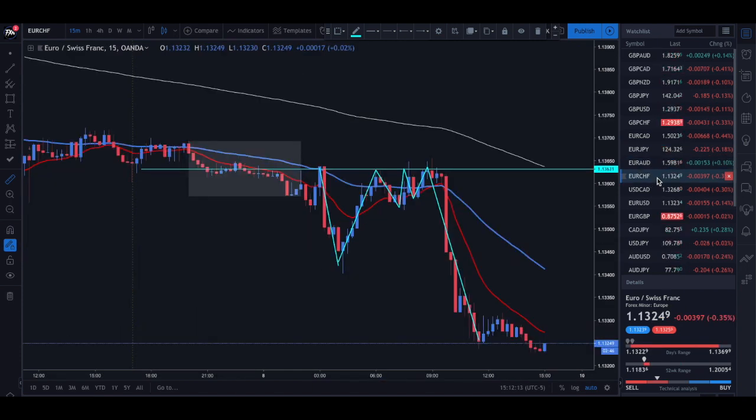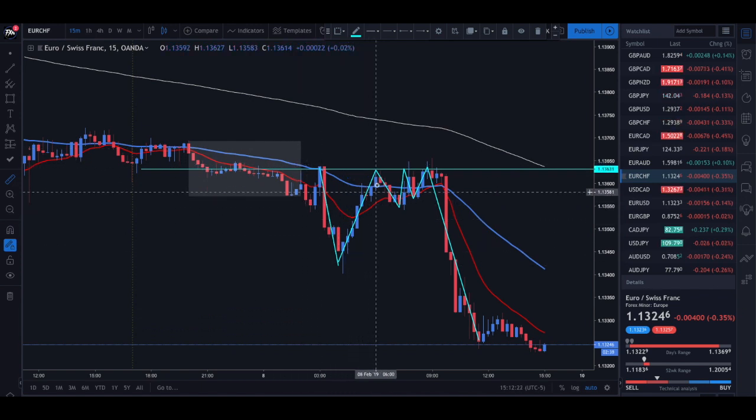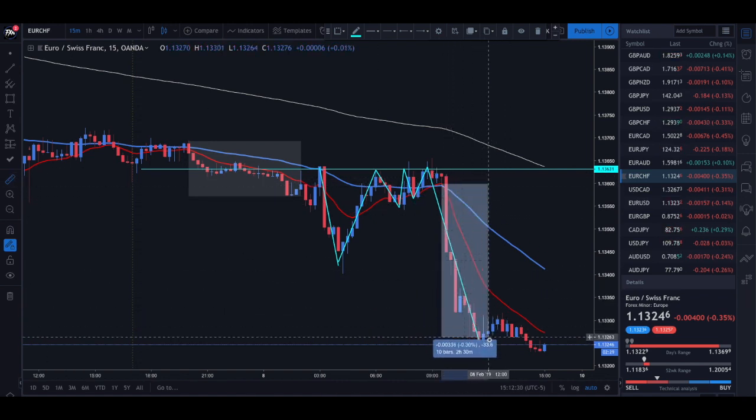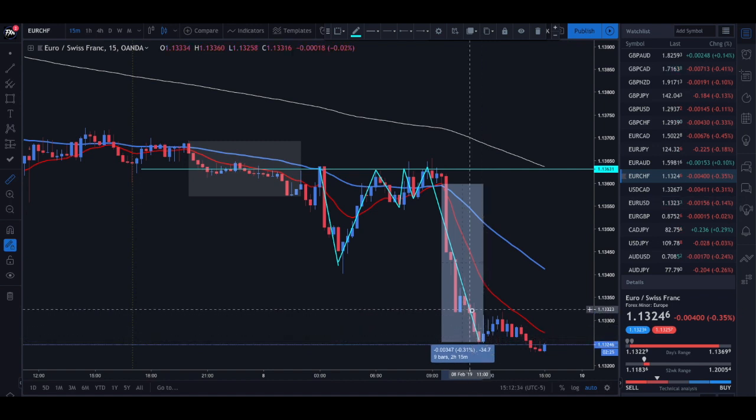Euro Swiss, same thing, where we had a type 3 setup here. And on this one, the Asian range is here, the initial move is down, and then we went 1, 2, 3, and then we went down the 4th. Okay. And this one, again, was another painless trade, because this one was another 30 pips in like 4 candles. Okay, so you were in and out of the trade pretty quickly.